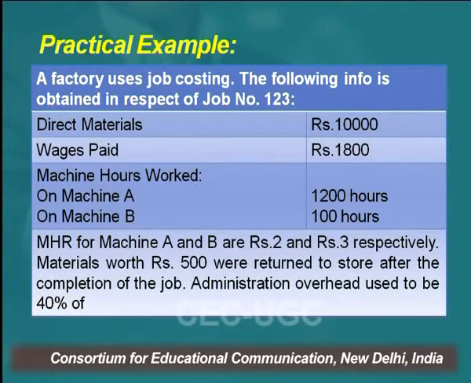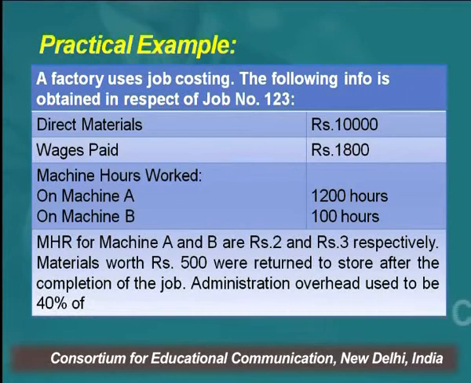Materials worth rupees 500 were returned to store after the completion of the job. Noted here that 10,000 rupees worth of material was being issued, out of which 500 rupees worth of material is being returned back. It means it remains unutilized and the job has returned this to the store. So, the material used for this work is only 9,500.